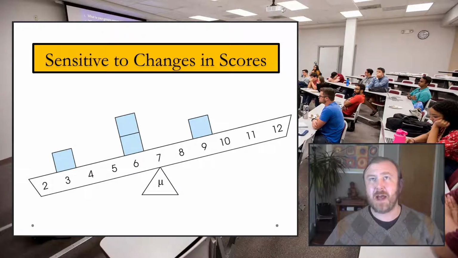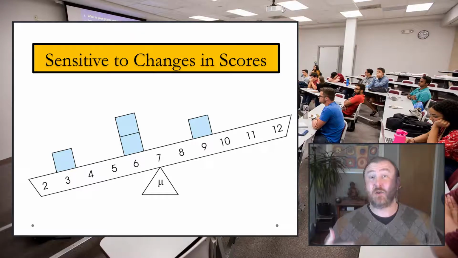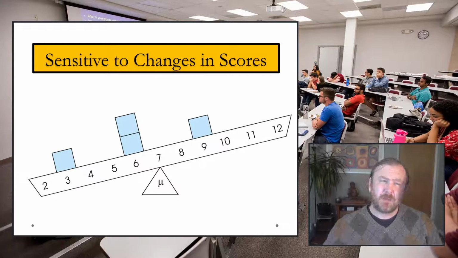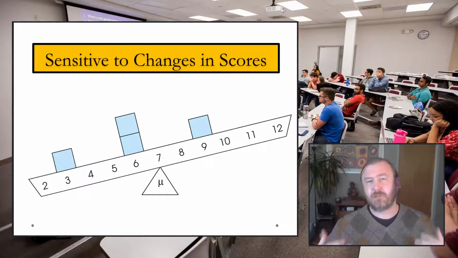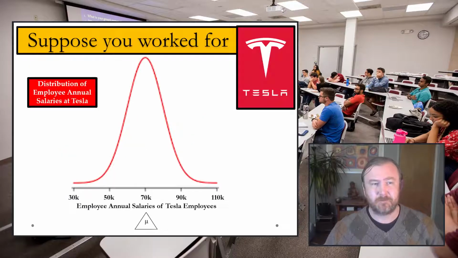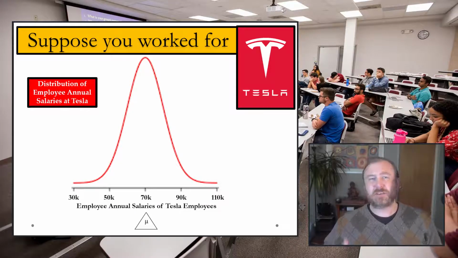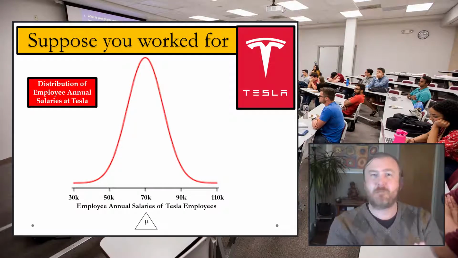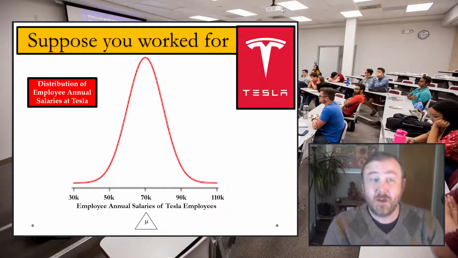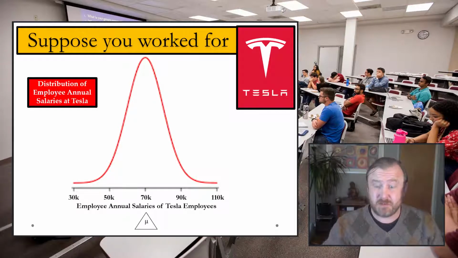So let me try to provide another way to explain this. Say you were an employee working for Tesla, and we plot out the distribution of employee annual salaries at Tesla. So we have this balance point here at $70,000 a year. Pretty good salary, right? So if you had no knowledge of who they were, if you just had to predict what some random person who worked at Tesla made, you would likely predict 70,000.